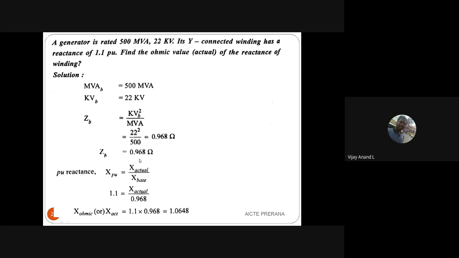The per unit reactance formula is XPU is equal to X actual divided by X base. I said already, impedance is denoted by Z, whereas reactance is denoted by X. Here they ask about the reactance. So X per unit is 1.1, equal to X actual divided by the X base value 0.968. From this we can calculate X actual, which is the X in ohm that we want to calculate. So X ohm is equal to 1.1 into 0.968. The final answer is 1.0648 ohm.